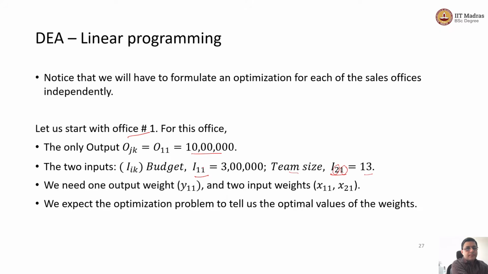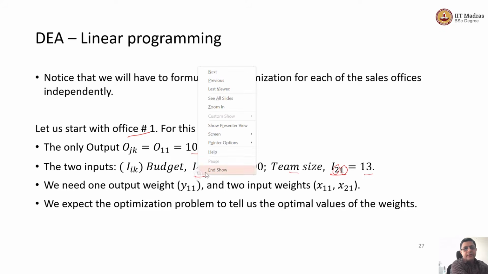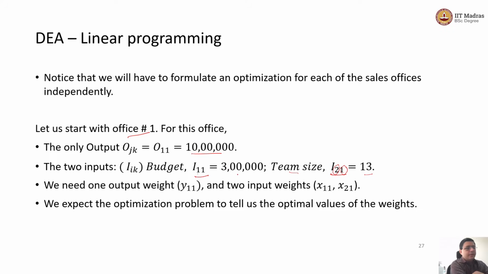The budget value for the first DMU is 3 lakhs. Since there is only one output, we would need one output weight. So Y11 is the weight assigned for output 1 by DMU 1. That is the only output weight. And there are going to be two input weights, essentially X11 and X21. X11 is the input weight assigned by sales office 1 for input 1. X21 is the input weight assigned by DMU 1 for input 2.